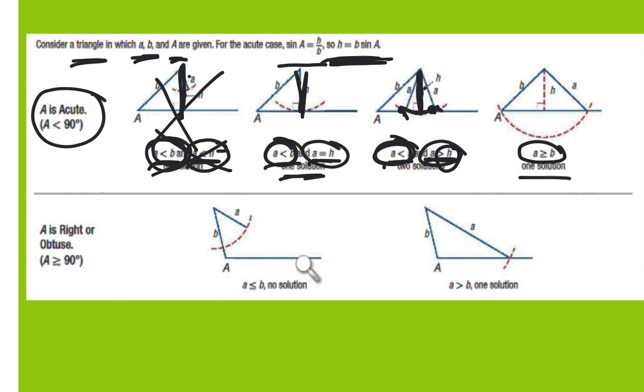So it'll be like a pendulum. It'll go below the line and come back and touch it. So it could have been two different triangles. And of course, if it's greater than or equal to B, you don't have to worry about it because there's only one solution anyway. And that's all for acute.